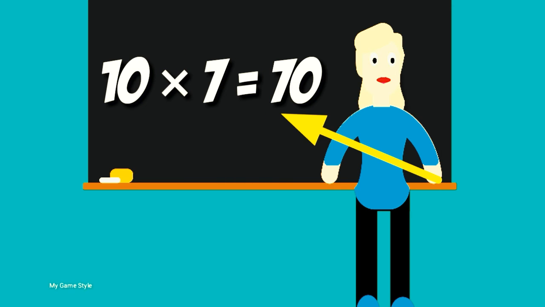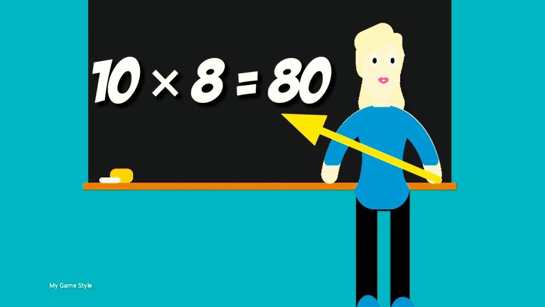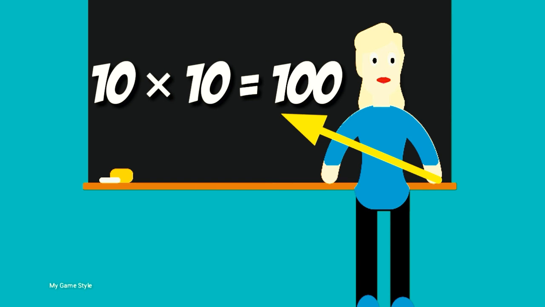10 7 is 70. 10 8 is 80. 10 9 is 90. 10 10 is 100.